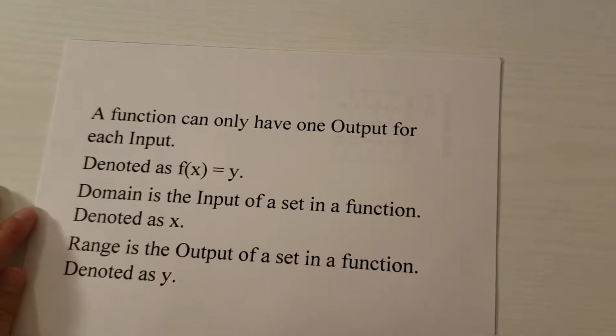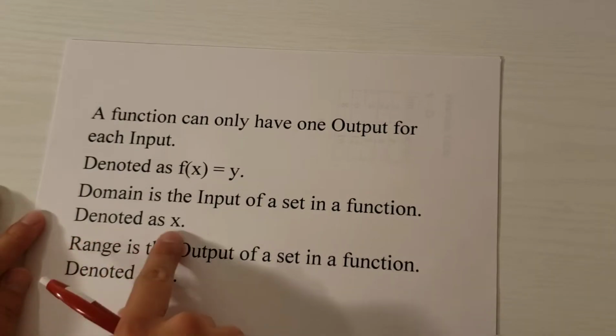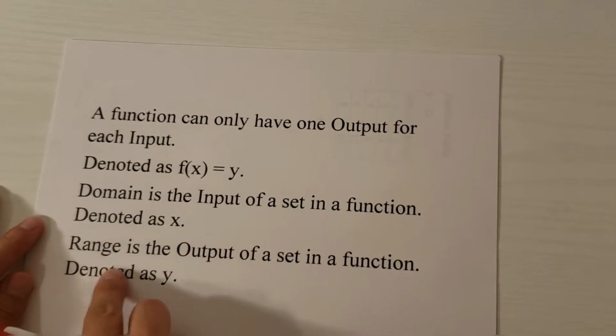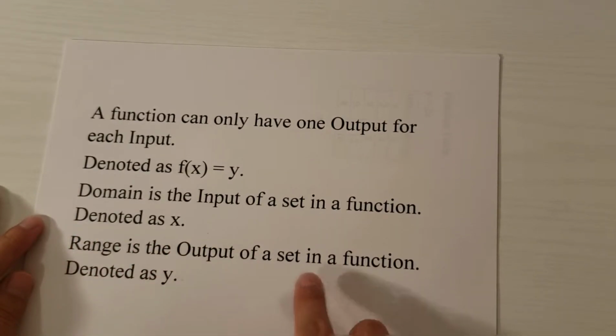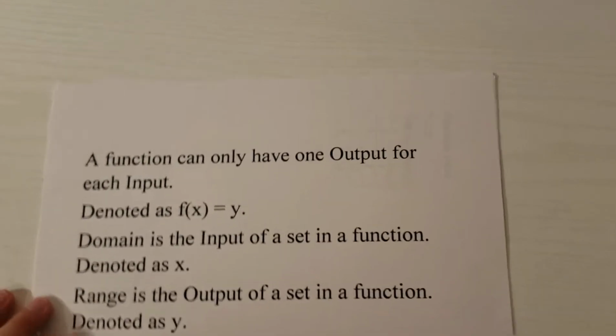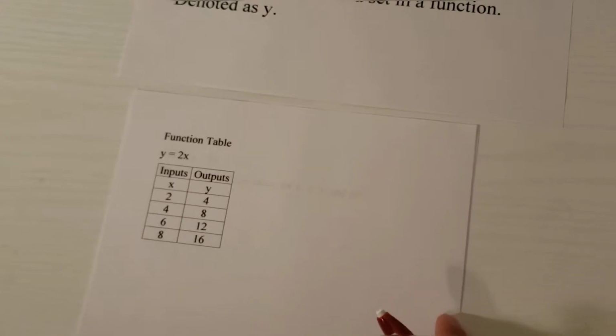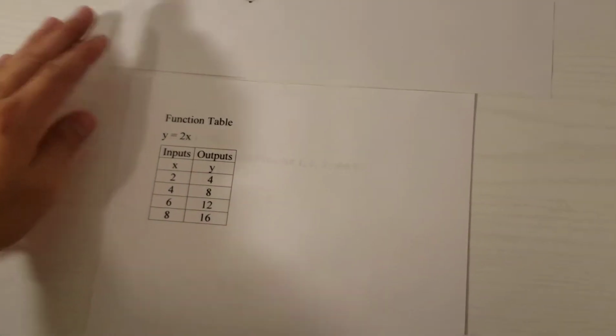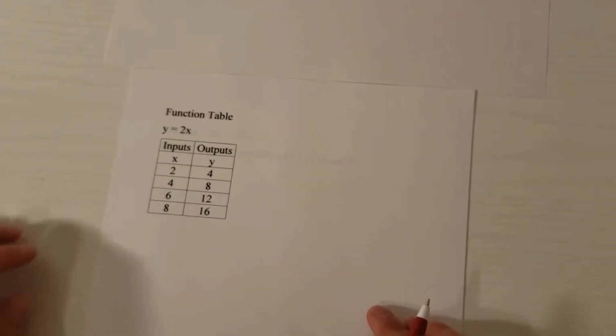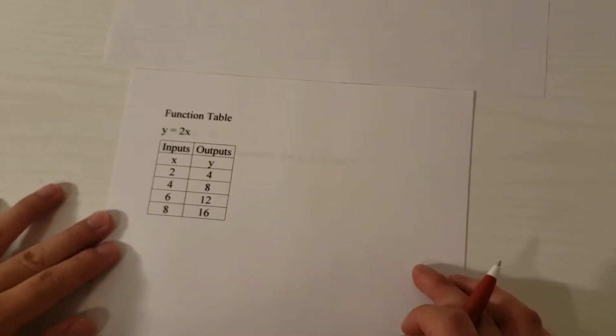Domain is the input set of a function, and it's denoted as x. And then the range is the output set of a function, and it's denoted as y. So for the definition here, we're going to jump into a function table. In this function table, we're going to be identifying the domain and the range.